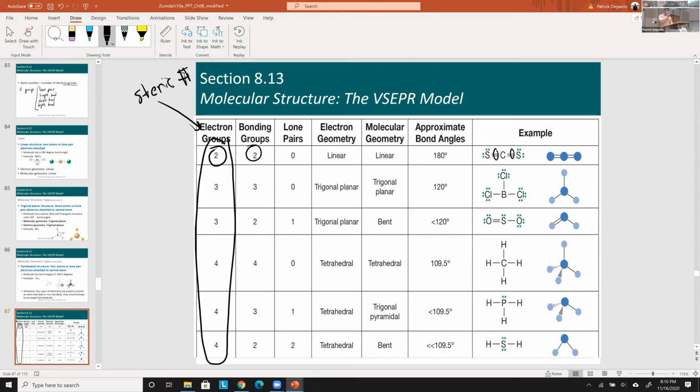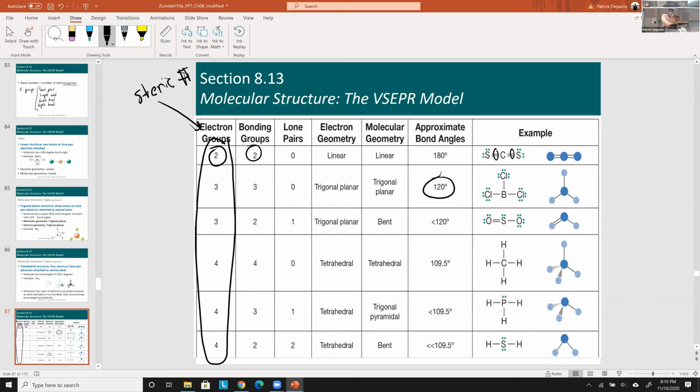Then let's increase our steric number to 3, and let's say they all bond, such as boron trichloride, where there are no lone pairs. Since there are 3 electron groups, your electron geometry will be trigonal planar. What that means is the 3 groups will be as far away from each other in a 3-dimensional plane as possible, and that angle is 120 degrees. That's the furthest they can be away from each other, no matter how you look at it. That's trigonal planar.